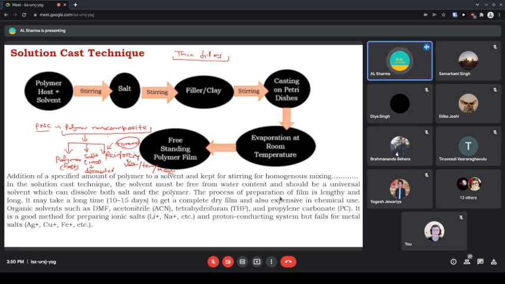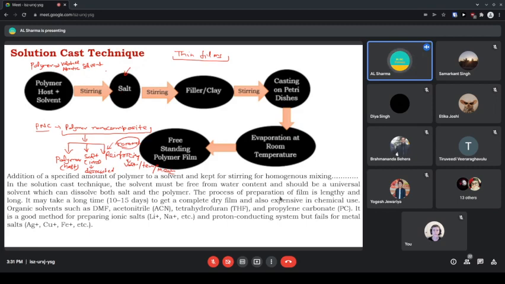So what you are doing here is, whatever host material, any polymer you are taking, that host polymer is going to dissolve in volatile solvents, or you can say aprotic solvents. These polymers dissolve in those types of solvents, and once it is dissolved properly, thereafter you add the ionic salt there.